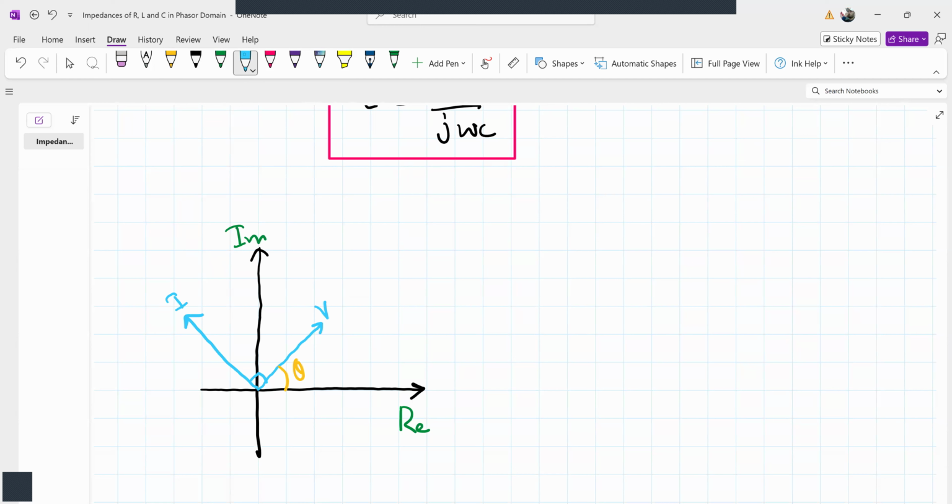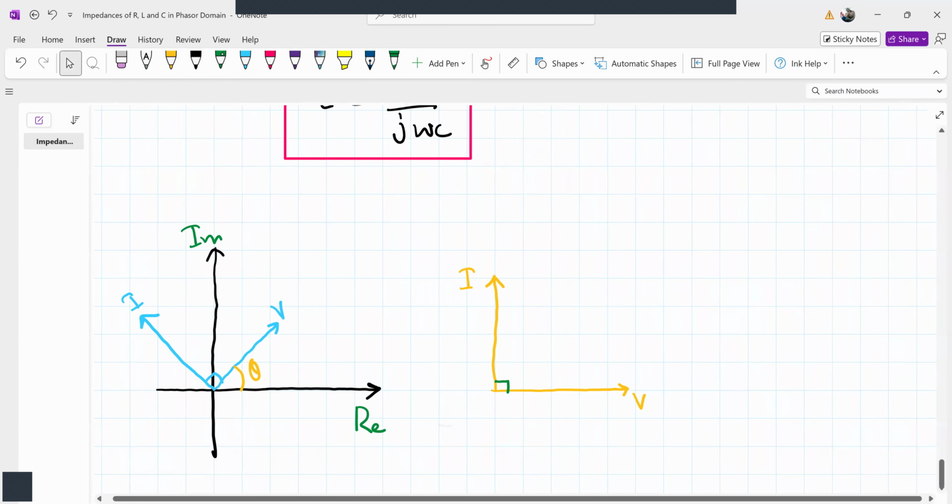Okay, that's the meaning. Now if I take V as reference, I can also draw it like this. So V phasor is like this. Where will be the current phasor? Current phasor will be on this side, leading the voltage by 90 degrees. So this is also the phasor diagram of the capacitor.